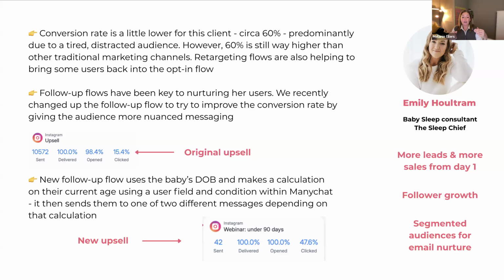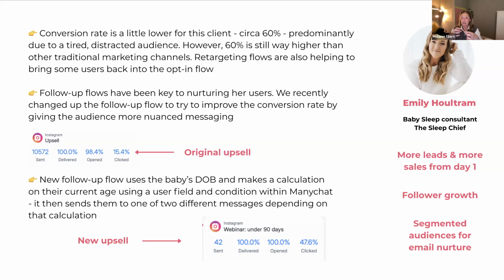So the new follow-up flow that we literally only launched last week or in the last few days, so hence the amount sent is a lot lower because it hasn't had as much traffic through it. But we were using the baby's date of birth, which was gathered in the original flow. We were asking them for their baby's date of birth. And then within Manychat, it was a slightly more complicated automation. We were making a calculation using some custom fields and conditions to assess their current age. Was their baby 3 months or older from the date of birth, or were they still in that newborn stage of being under 3 months old?